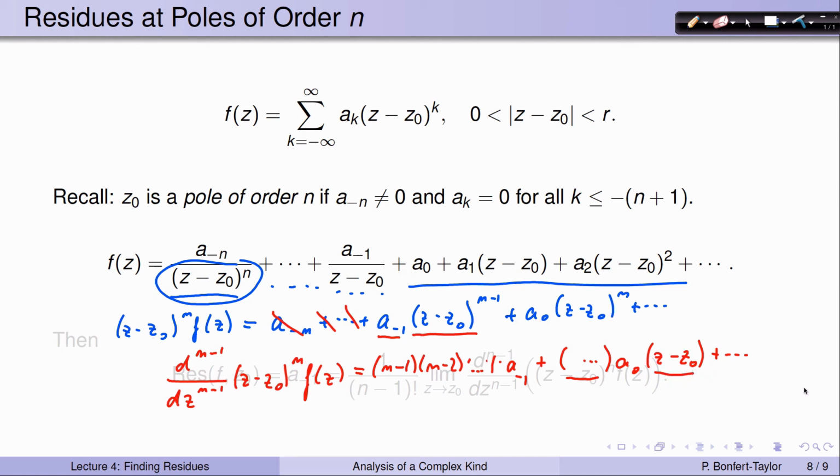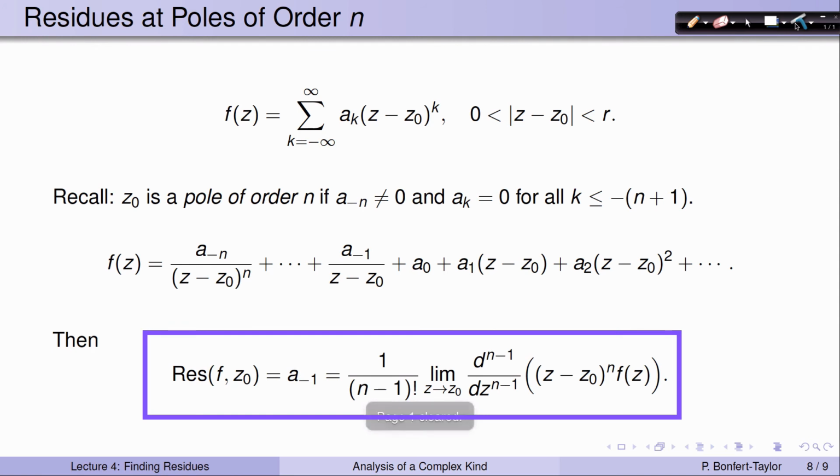Now, if I let z approach z0, all these subsequent terms will go away. So if I now take a limit as z approaches z0, then I can isolate my a minus 1 term if I simply divide by this number right here, which happens to be n minus 1 factorial. So we just found the following formula. The residue of f at a pole of order n is 1 over n minus 1 factorial times the limit as z approaches z0 of the n minus 1-fold derivative of z minus z0 to the n times f of z.